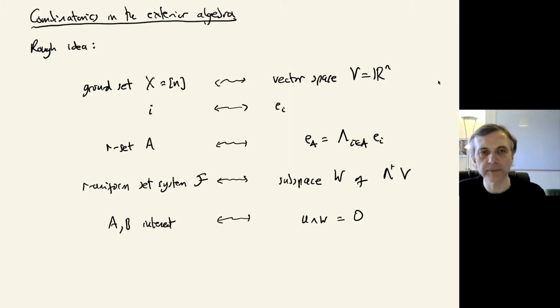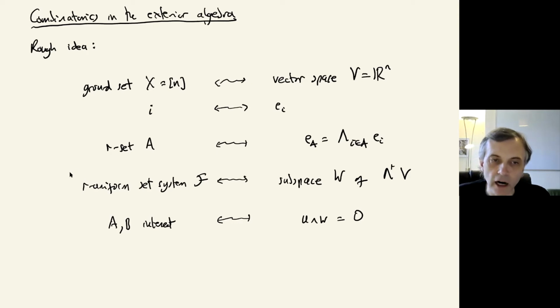Okay, so the rough idea is going to be the following. We've got a ground set 1 up to n, and the left-hand side is combinatorics, the right-hand side is exterior algebra. I want to think about the vector space R^n. An element i of the ground set I want to think of as corresponding to the ith standard unit basis vector, e_i. And remember, an r-set A corresponded to the wedge of the corresponding e_i's. Okay, with a plus or minus, but I'll leave that out.